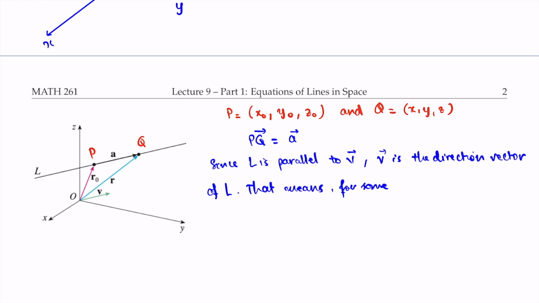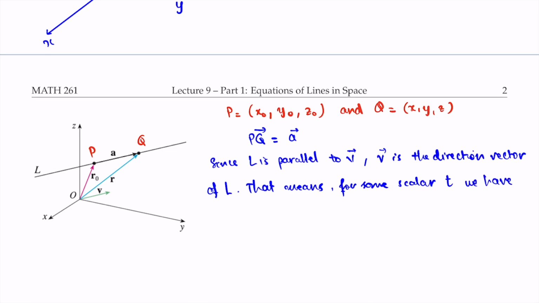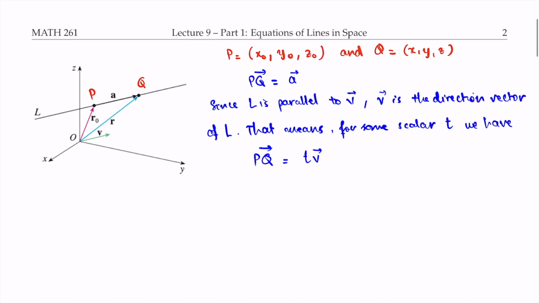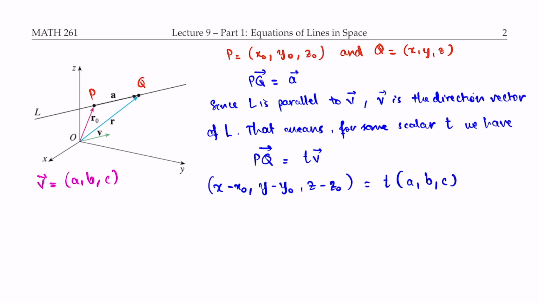for some scalar t, we have that vector PQ is equal to t times vector V, right? Because the two vectors are parallel to one another. And when you form the vector PQ, you have x minus x0, y minus y0, and z minus z0, which is equal to t times A, B, C, given that V is equal to, so the position vector V is A, B, and C. So again, that's the assumption that we have to make. So where V is equal to A, B, and C.